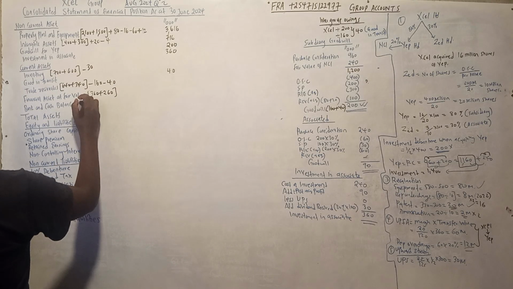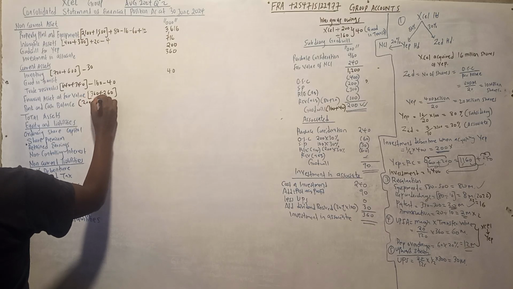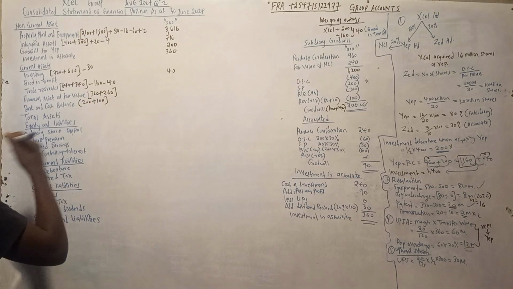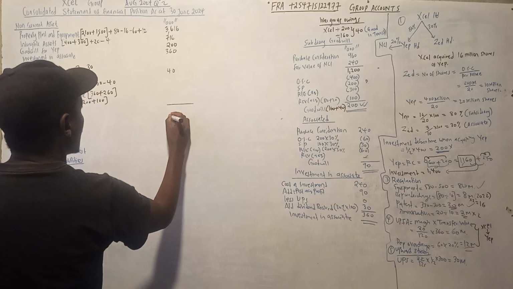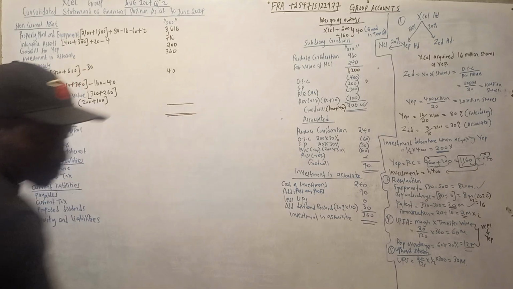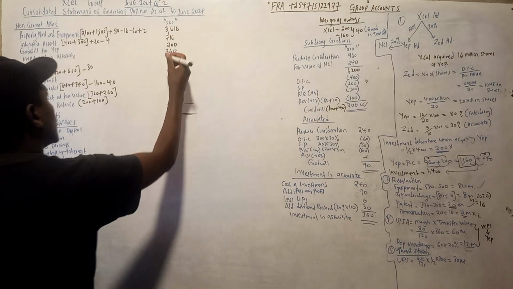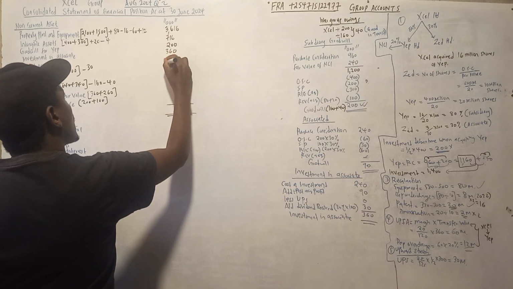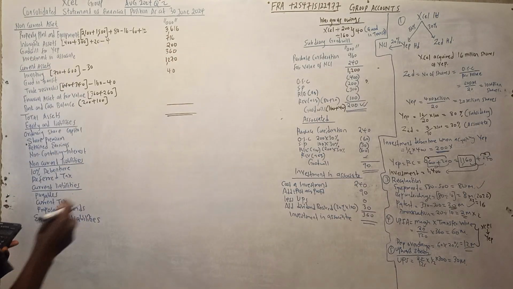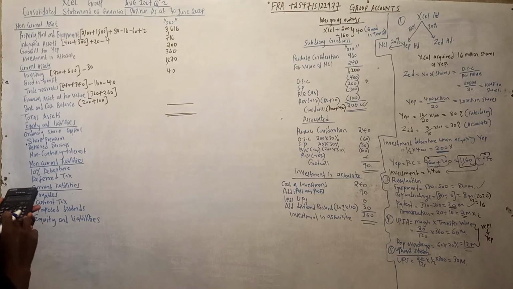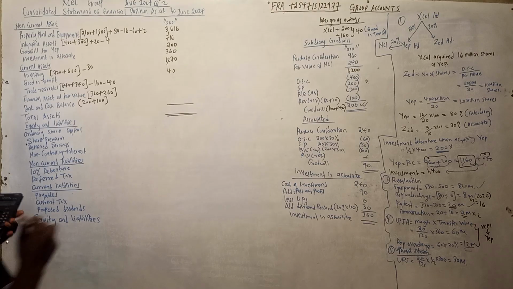Then cash, it was 200 and 100. There was no other item. So we can get our total assets. 700 plus 600 minus 30. That one is 1270. Cash and deposit was 40. So 640 plus 340 minus 160 minus 40, that is 780.